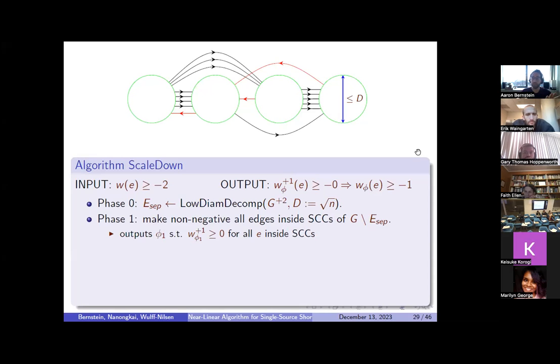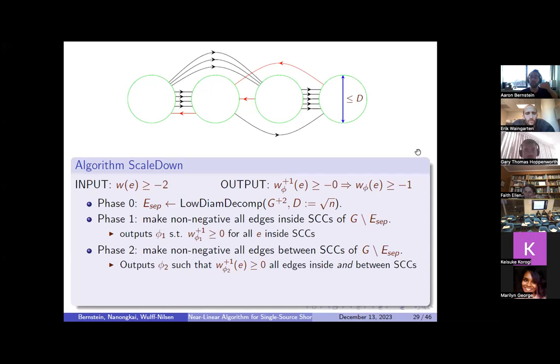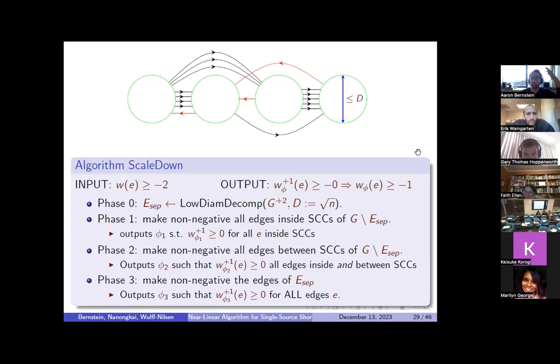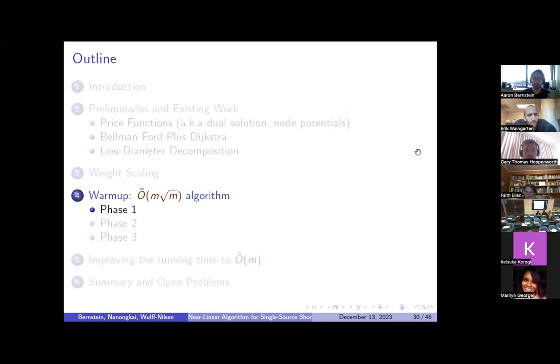Now we apply that price function. The phases are cumulative. You apply phase 1, and now you have a new graph where everything inside the green components is non-negative, but the black and the red edges can still be negative. Then in phase 2, you build upon this with a new price function that also fixes the black edges. After you apply that, only the red edges can be negative, and then you devise a third price function which fixes the red edges as well. Phase 1 is actually the hardest, and that's the one we're going to start with. So let's talk about phase 1.